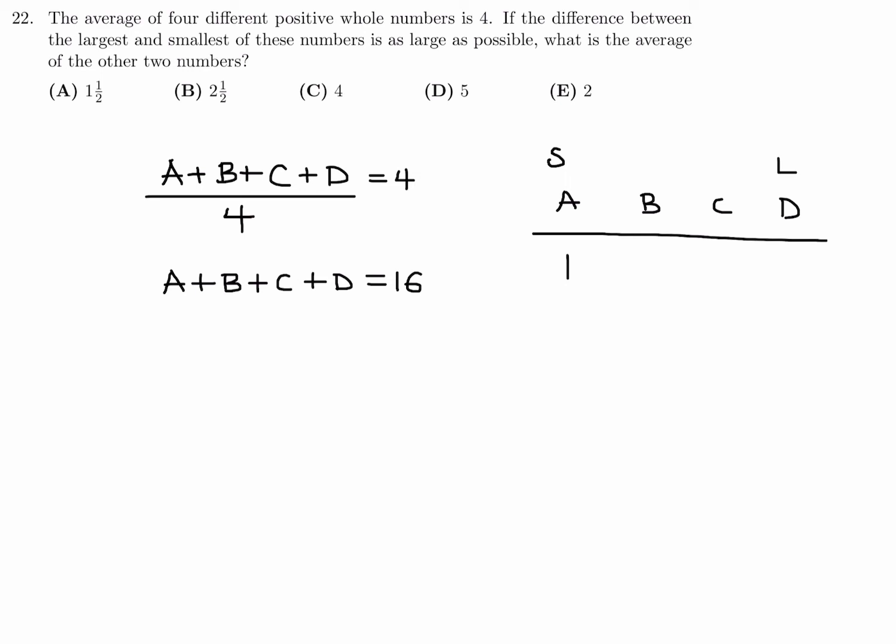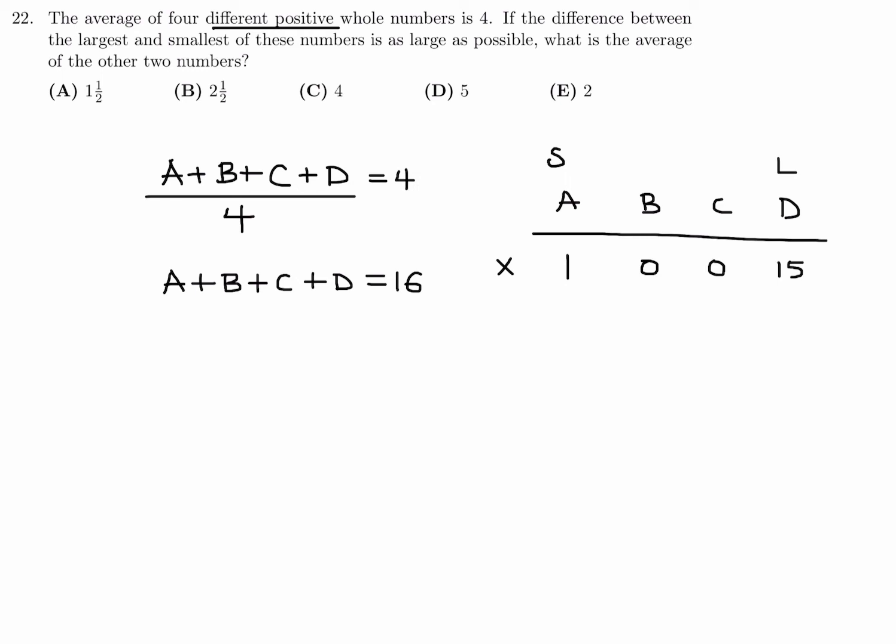But if D is 16, then D plus A will be 17, and that's not going to work, right? So let's make D 15. That way, this at least can work. 1 plus 15 is 16. But B and C would have to be zeros for that to work, and that's not going to fulfill the criteria of the question, because they're 4 different positive whole numbers. So this doesn't work. Okay, no problem.